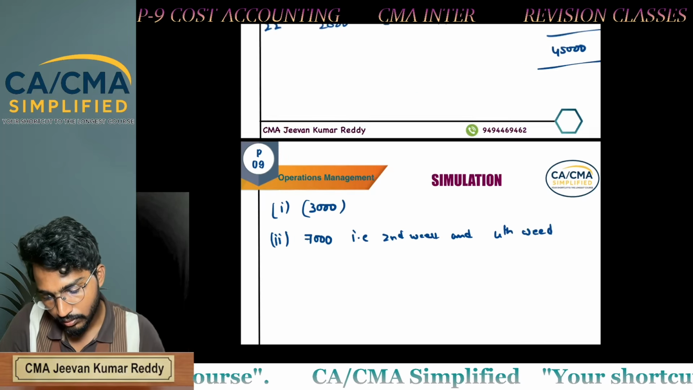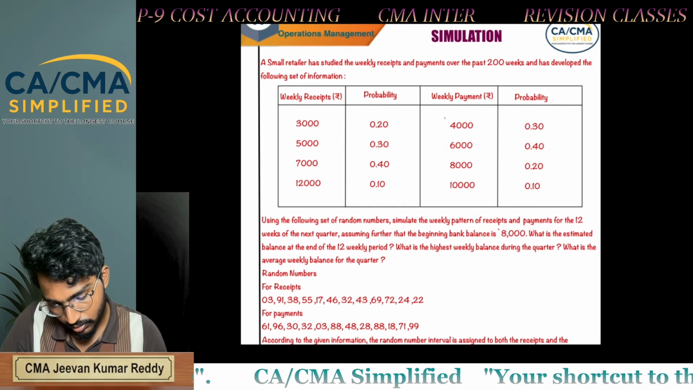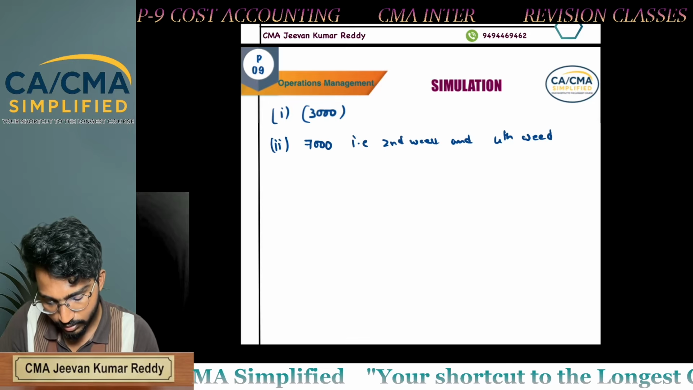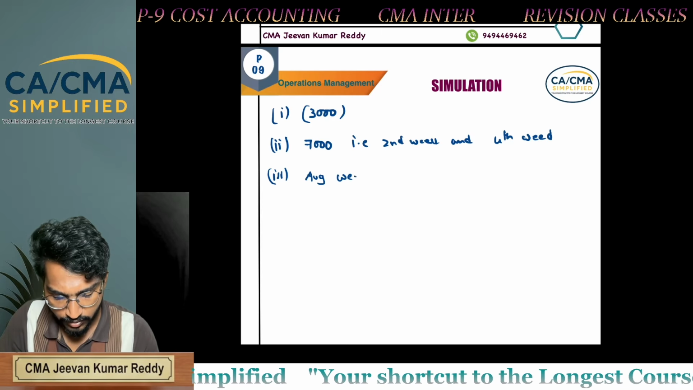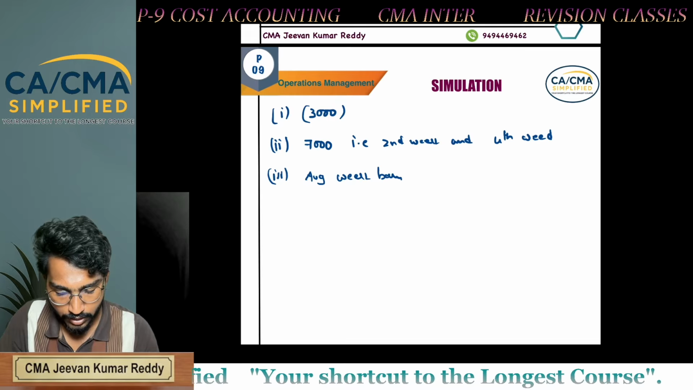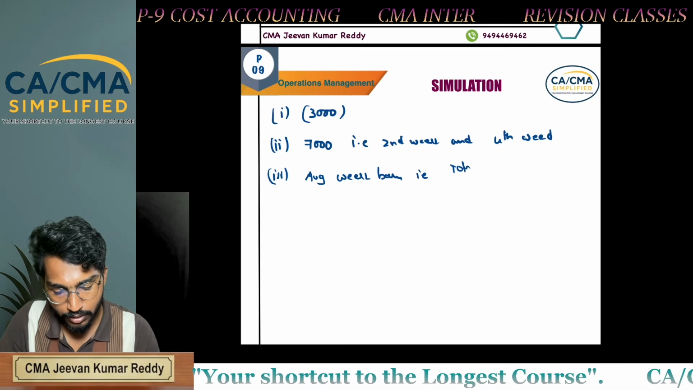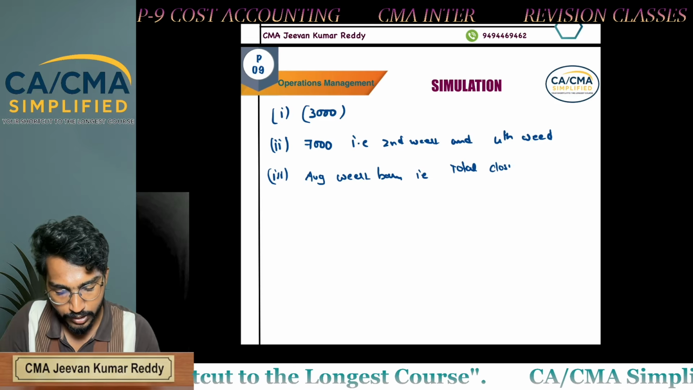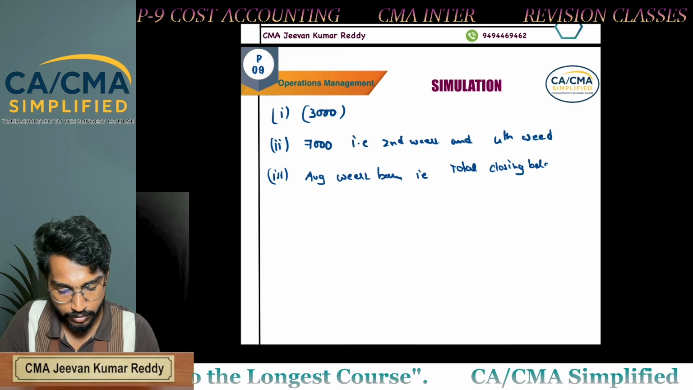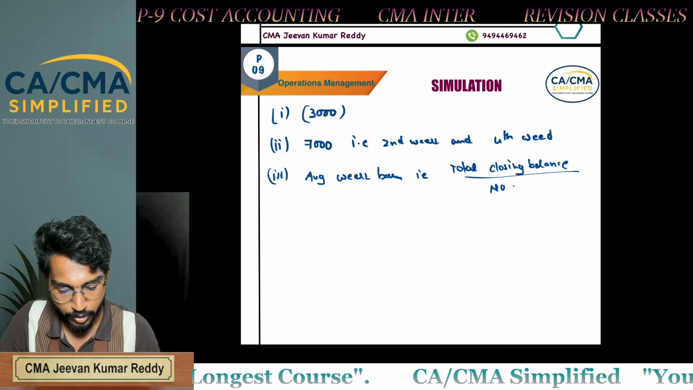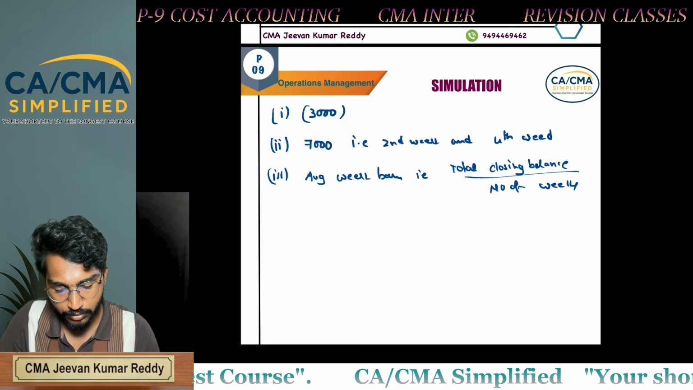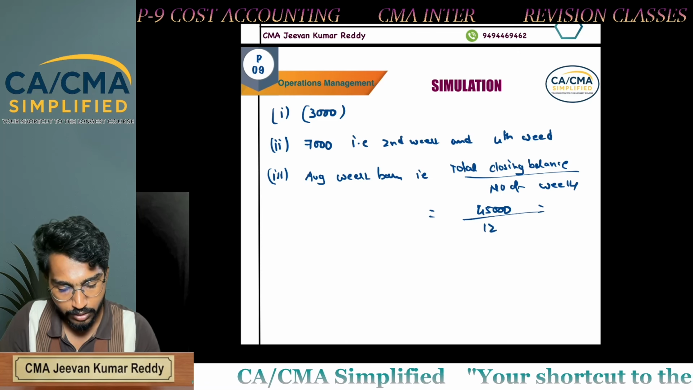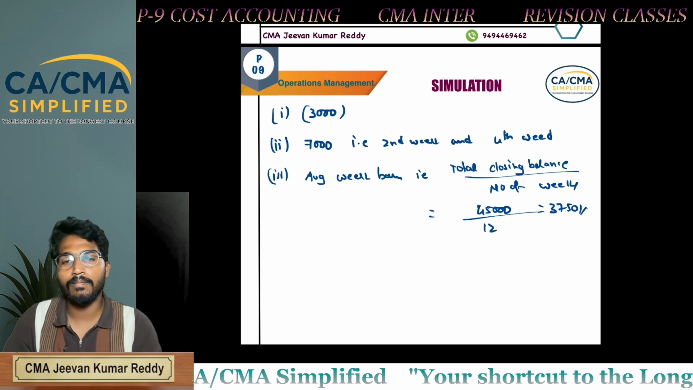Next, what he asked in third question, what is the average? Now third question, average weekly balance, that is total closing balance divided by number of weeks. That comes to 45,000 divided by 12, 3,750. This is the answer.